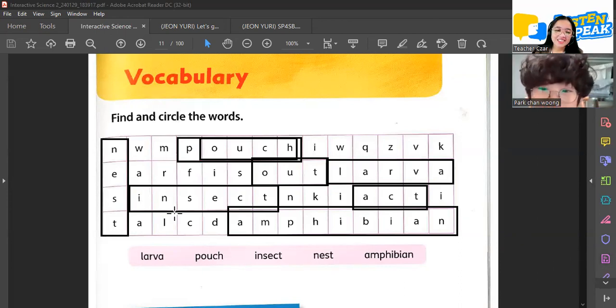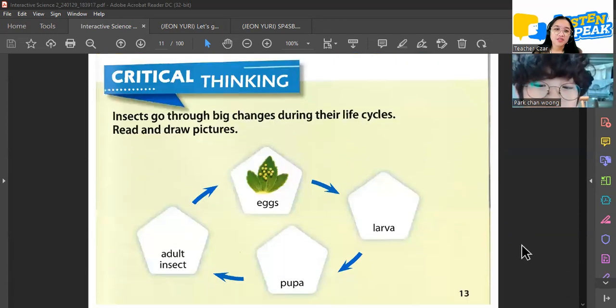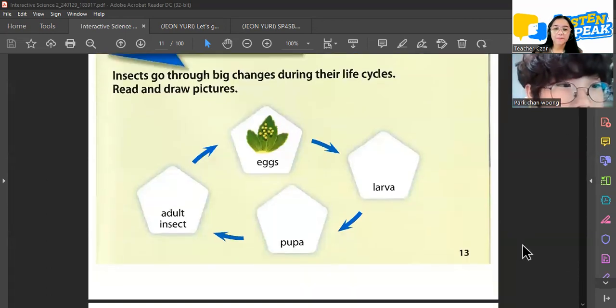All done here. So now we will be moving on with the next one, which is critical thinking. So, I will draw it. I will draw it.